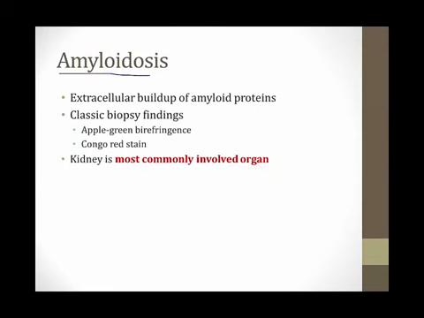Amyloidosis can also potentially cause the nephrotic syndrome. I talk about amyloidosis in detail in one of the videos in the hematology section. It involves the extracellular buildup of amyloid proteins. The classic biopsy finding, whether you biopsy the kidneys or any organ involved in amyloidosis, is the appearance of apple green birefringence on Congo red staining. And you should always remember that the kidney is the most commonly involved organ in systemic amyloidosis.